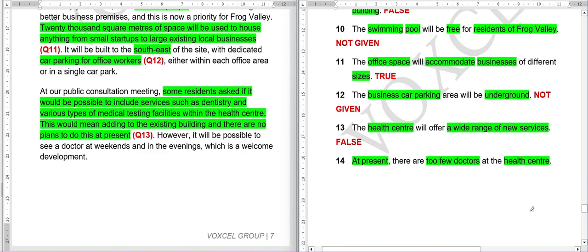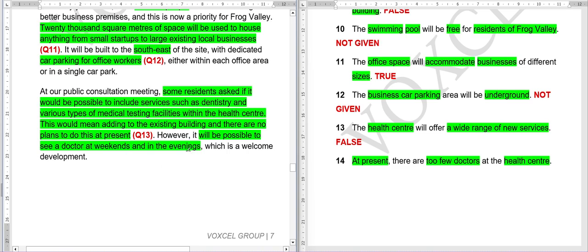So if the number is insufficient, the answer will be true. But if the number is sufficient, or the number is enough, the answer will be false. But if we don't know whether the number is sufficient or insufficient, the answer will be not given. So let's read the last sentence. However, it is possible to see a doctor at the weekends and in the evenings, which is a welcome development. So you can see a doctor at these particular times, and it's a welcome development.